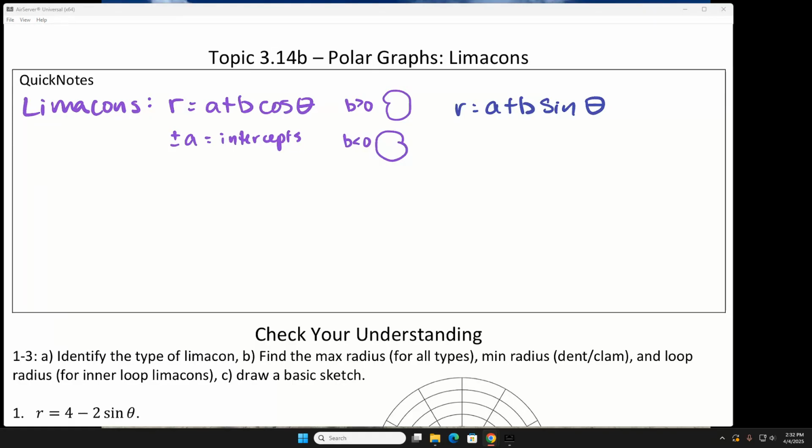All right, for the sine Limacon, whenever that b value is positive, it's going to be sticking up more on the positive vertical axis. Negative is going to be sticking up more on the negative vertical axis. And again, a determines the intercepts.